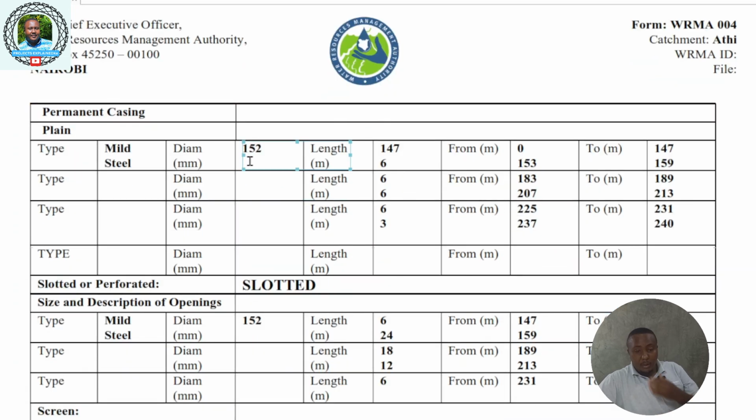Now page 2, you'll get to the casings, the way they were installed, and there are the plain ones and the slotted ones. From the sketch, I'll show you how you read it. From this one, this is the diameter. Diameter is 152 millimeters. This means it's a 6 inch. So from 0 to 147, it was a plain casing. Then it is indicated as the total length in meters, which is 147 meters. Then from 153 to 159, it was a plain casing, which is 6 meters. Then 183, like that. That's how it's done, but I'll show you in the sketch.